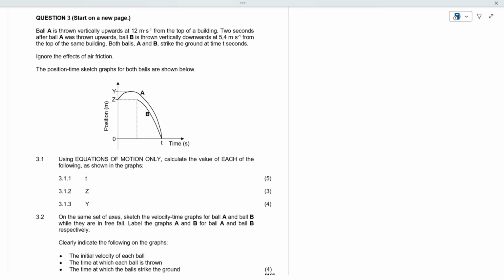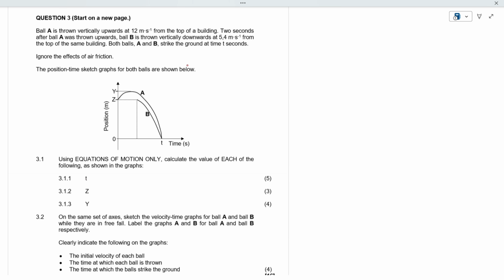It says that a ball A is thrown vertically upwards at 12 meters per second from the top of the building. For the first 2 seconds after ball A is thrown, ball B is thrown vertically downwards at 5 meters per second from the top of the same building, and both balls strike the ground at t seconds. Ignore the effects of air friction. The position time sketch graph for the balls is shown below.